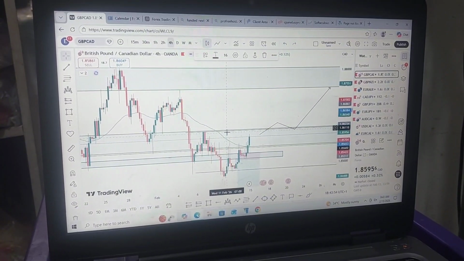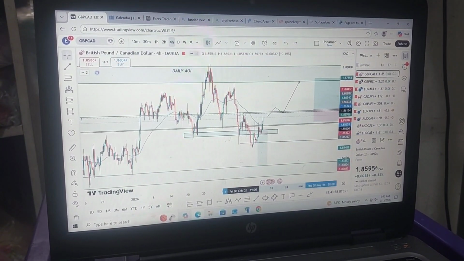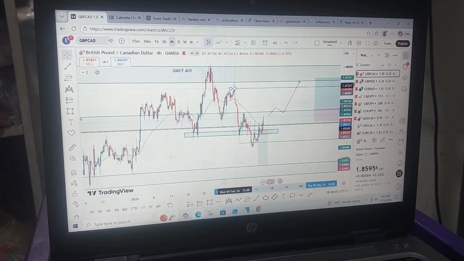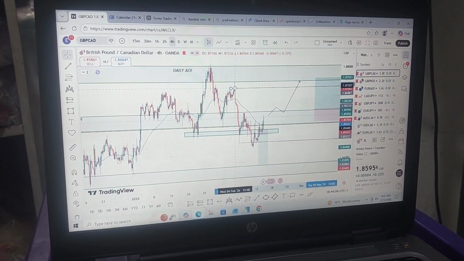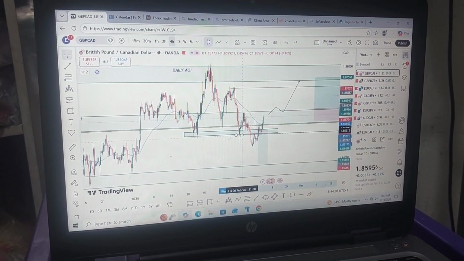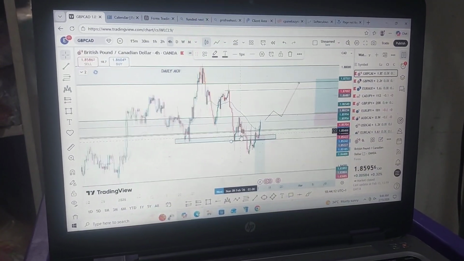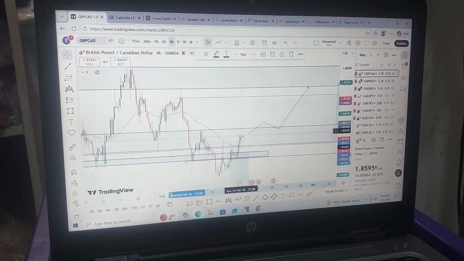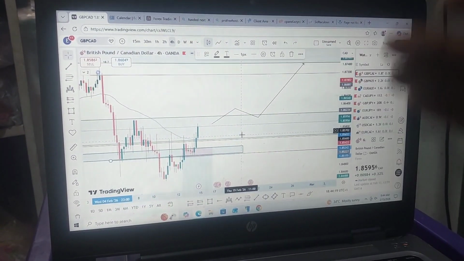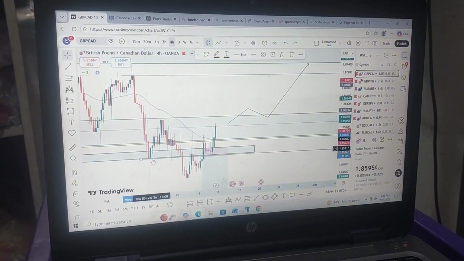I should mark it out. This was the previous lower high. This was the previous lower low. So for me to continue the bearish momentum, hold guys, you guys are not seeing it well. For us to continue the bearish momentum, we need to take out this low.